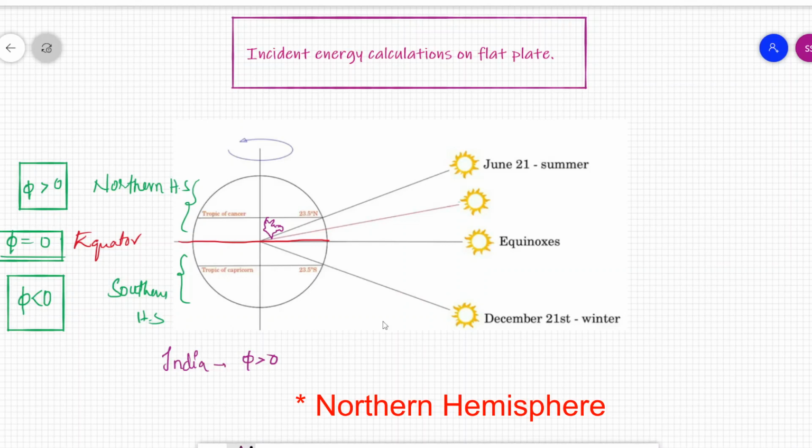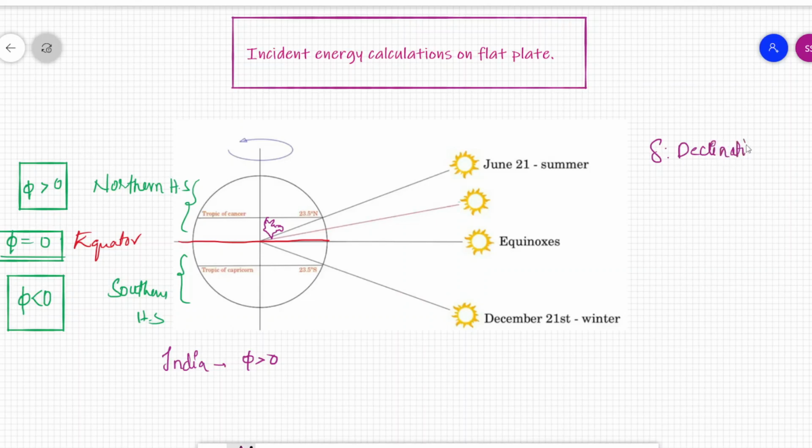The second parameter we need to understand is the declination angle, delta. What is this declination angle? This is the equinox line, which coincides with the equator line. It happens on 2 days of every year, that is on 21st March and 21st September. On these 2 days, the insolation line from the sun will coincide with the equator line.